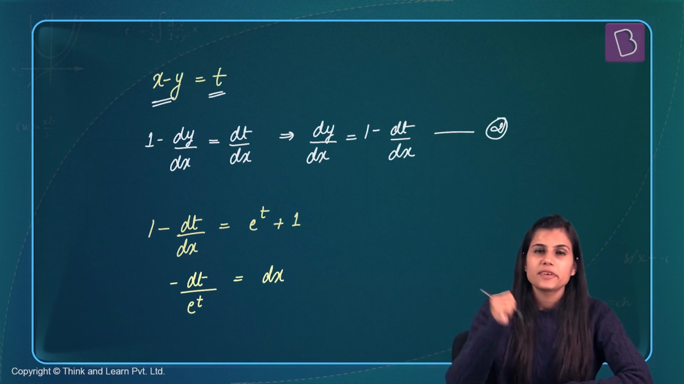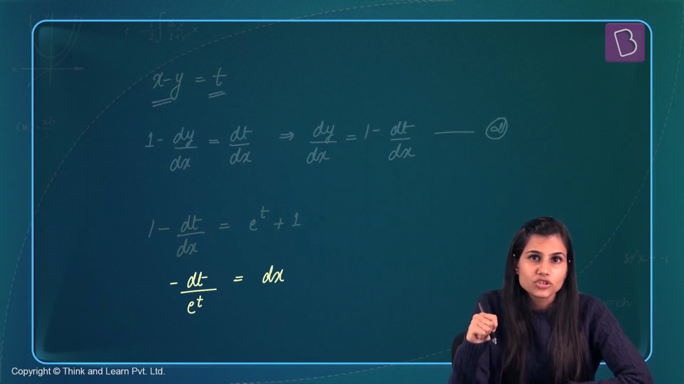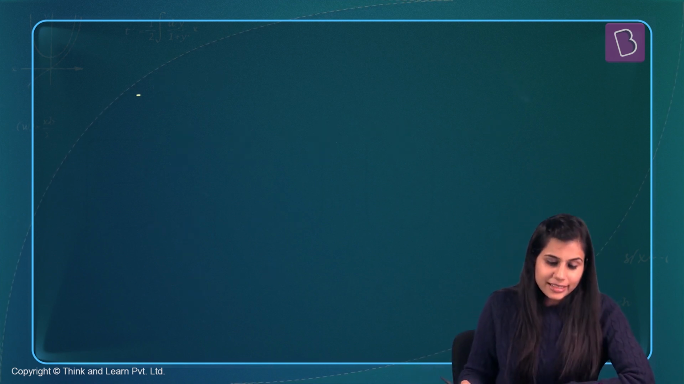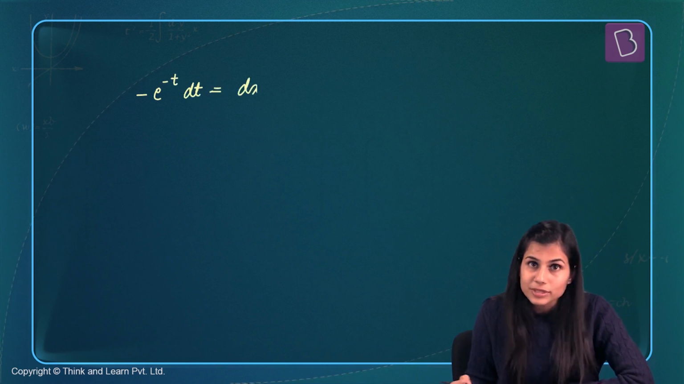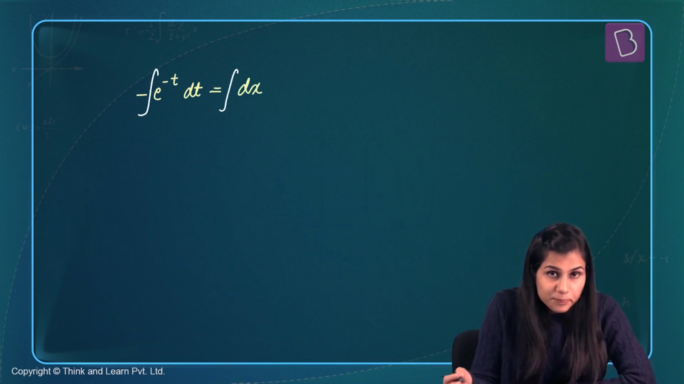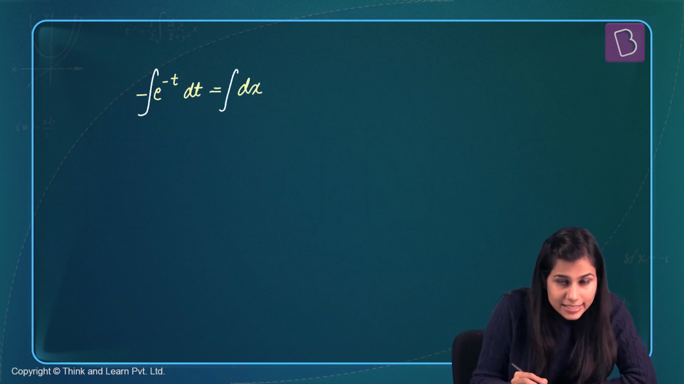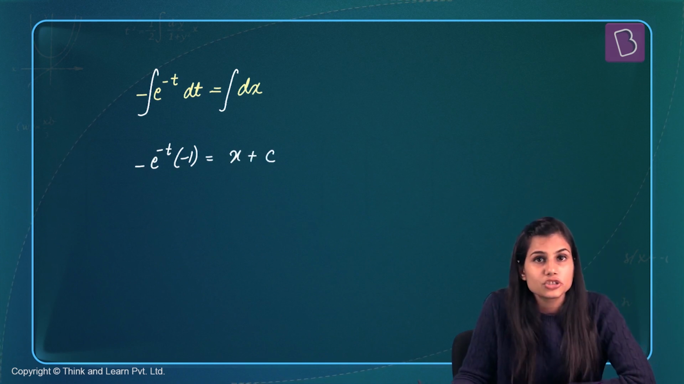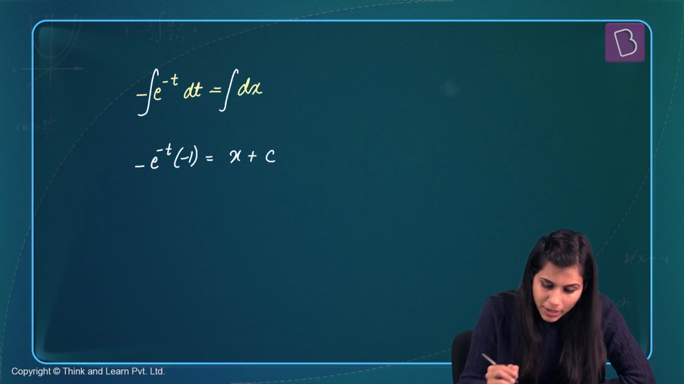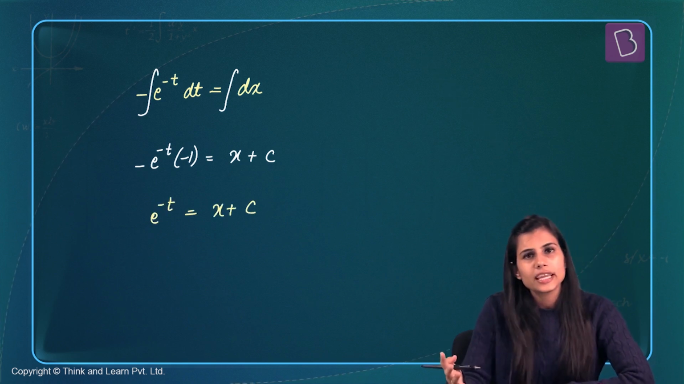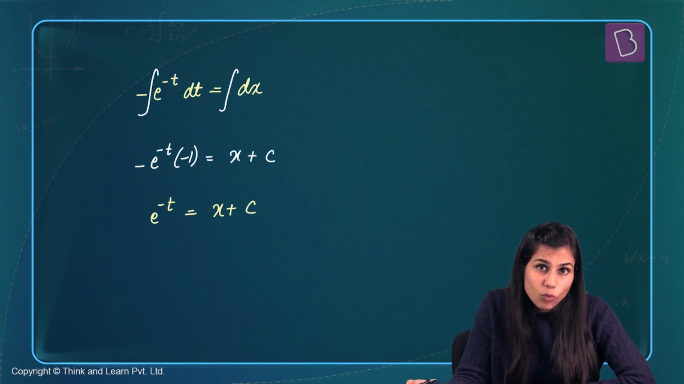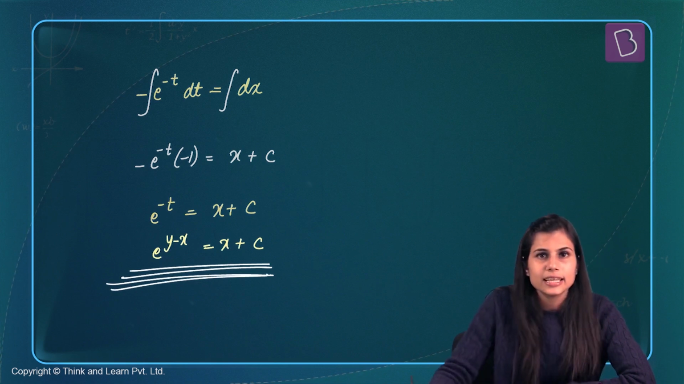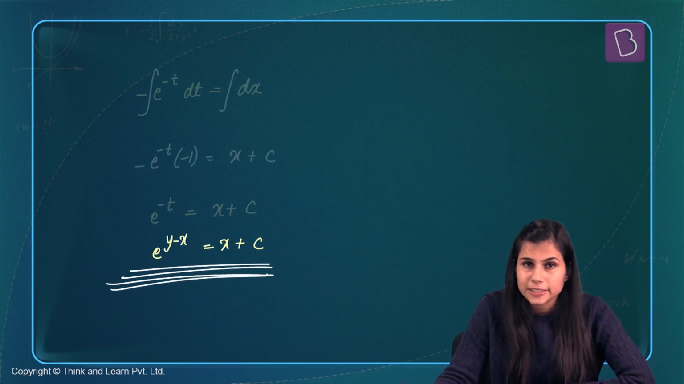Yes. That's where your variable separable part comes into picture, because this was reducible into variable separable form, as you can see here. So I can write this as minus of e to the power minus t dt equals dx. When you integrate both sides, what do you get? You get minus, as it is, e to the power minus t into minus 1 equals x plus your constant of integration, which gives you e to the power minus t equals x plus c, and right at the end, of course, you substitute t equals x minus y, and therefore minus t comes out to be equal to y minus x, and your solution is this: e to the power y minus x equals x plus c.